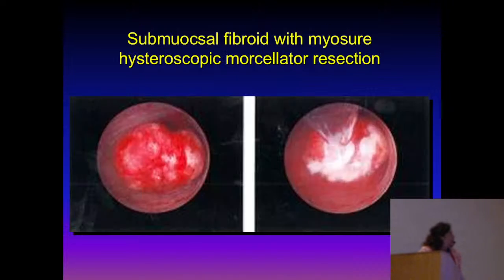And this is the fibroid that was seen from the saline sonogram. And you can also see where the attachment was from the imaging. And we use a lot of these mechanical morcellators. This one's a MyoSure, that you can morcellate the fibroid and completely remove it.